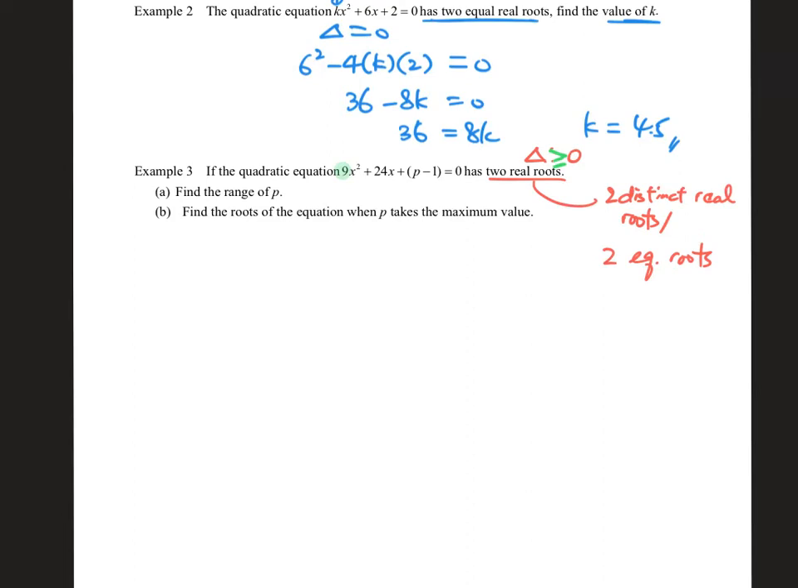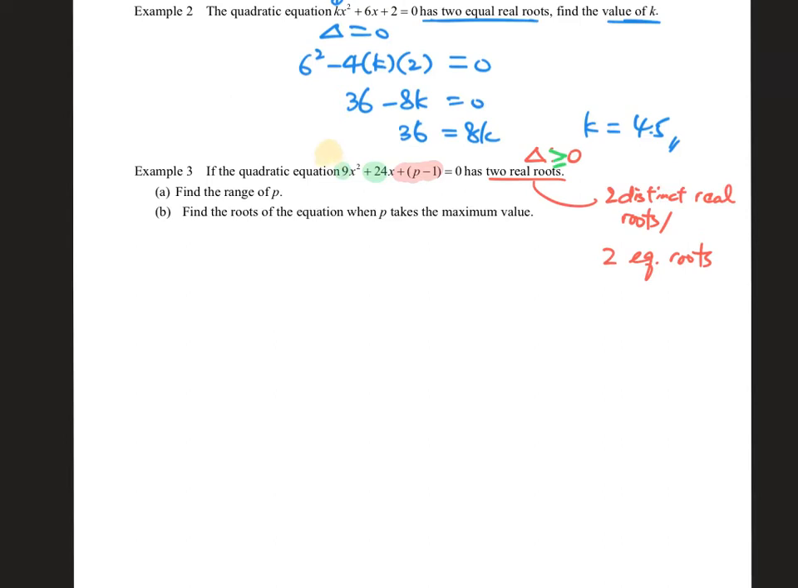Yes, you search for the term with x. You can see there is only 24. And that's why 24 will be your b, which is called the coefficient of x. P minus 1 altogether are not related to x, so that is called the constant term.